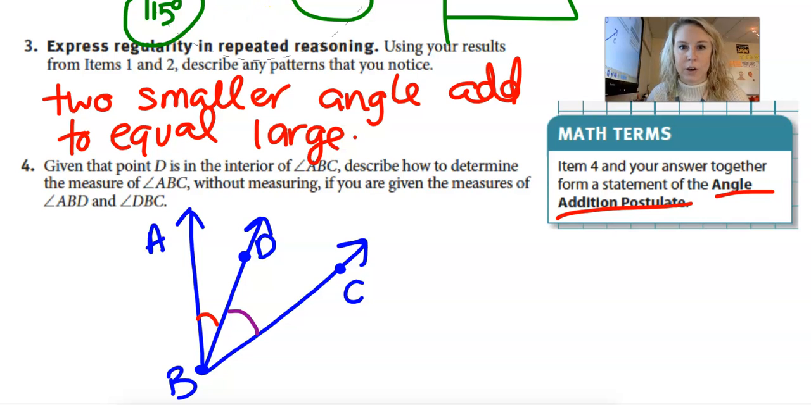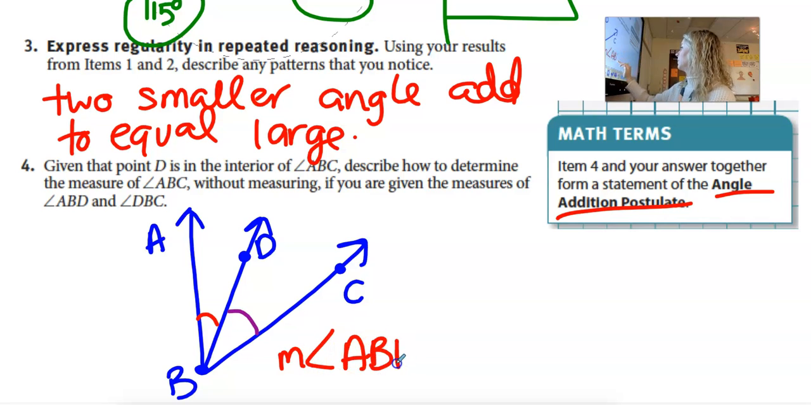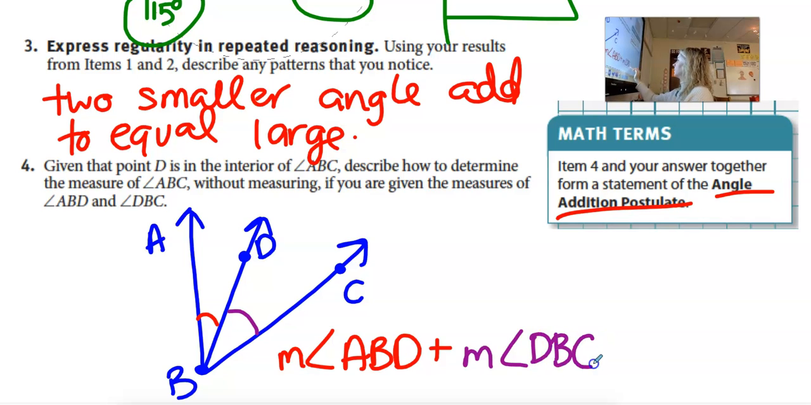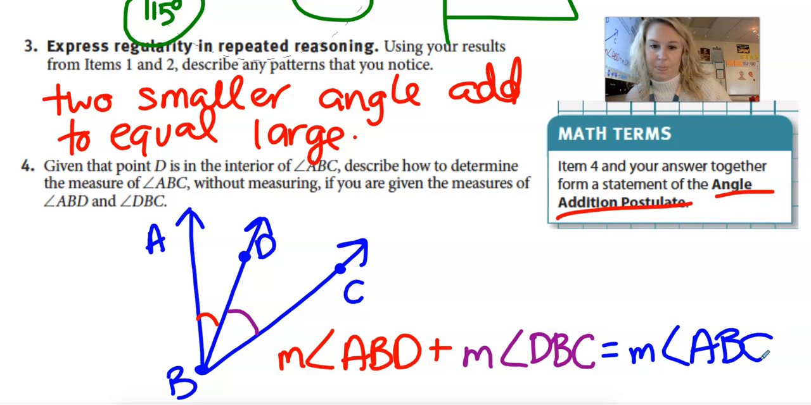I'm going to color code this for y'all. So the measure of the smaller angle in red, so ABD, plus, I'm going to switch to purple now, the measure of angle DBC. So my part plus my part, I'm going to switch back to blue, is going to equal the total, which is the measure of angle ABC. Okay? So again, part plus part equals your total.